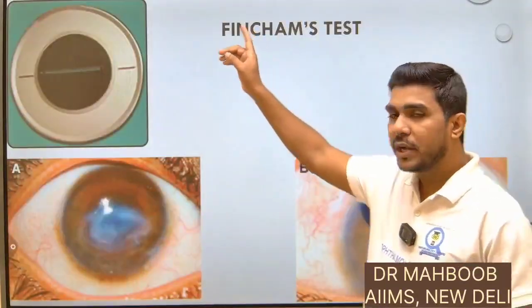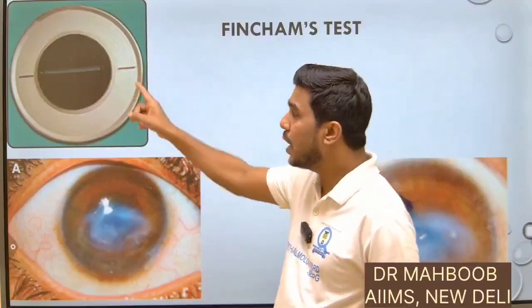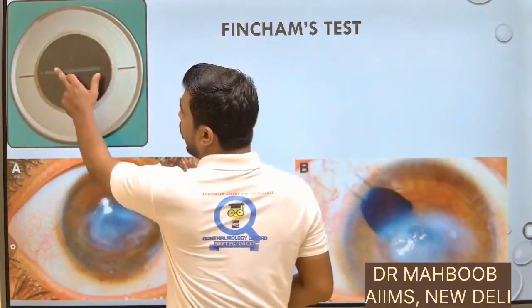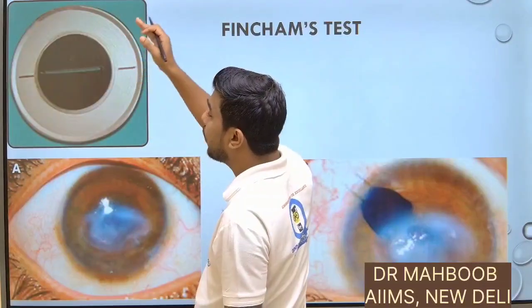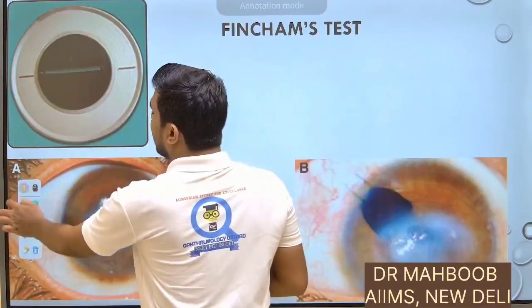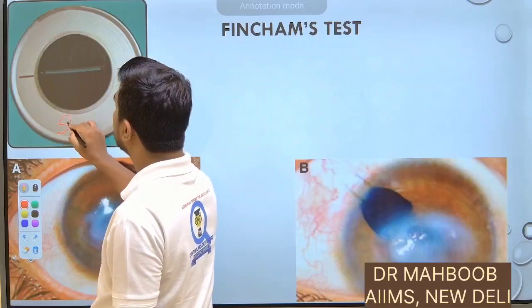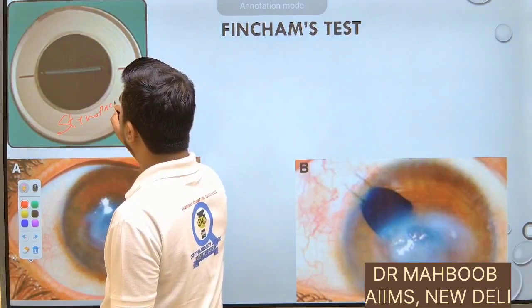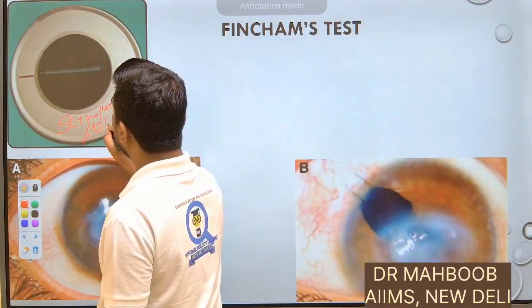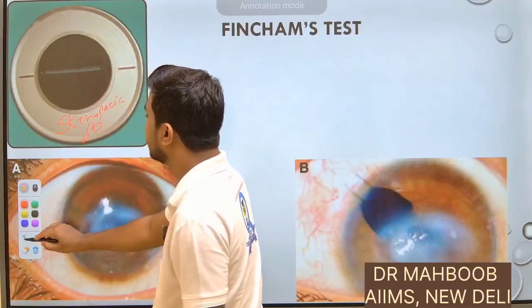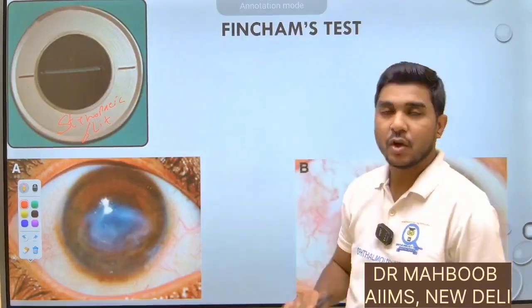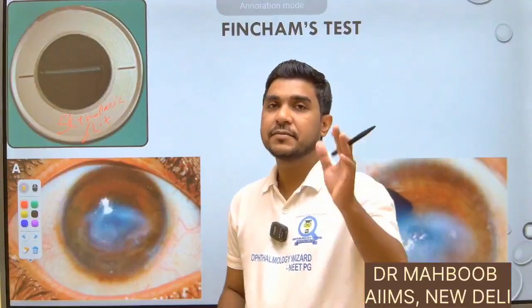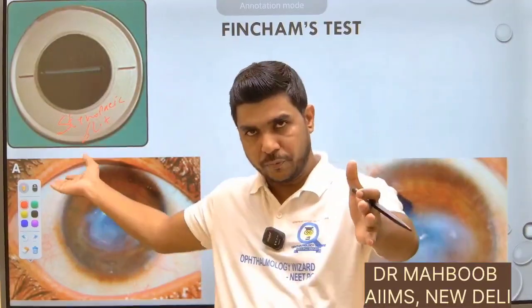Okay, let's see. What is this? What you are seeing here is a slit-like hole. This slit-like hole is the stenopic slit. Okay, this is stenopic slit.